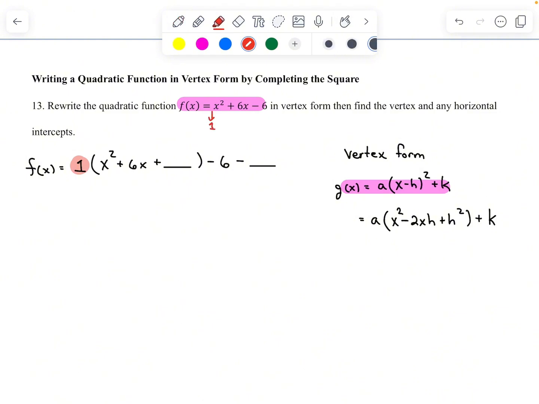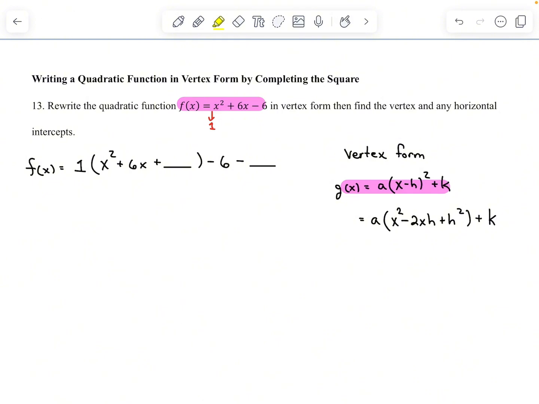And a little later in the video, I will tell you why I put a positive sign inside the parentheses and a negative sign outside the parentheses. But for now, let's figure out what numbers go in the blanks. Go ahead and take a look at the second step in the vertex form.